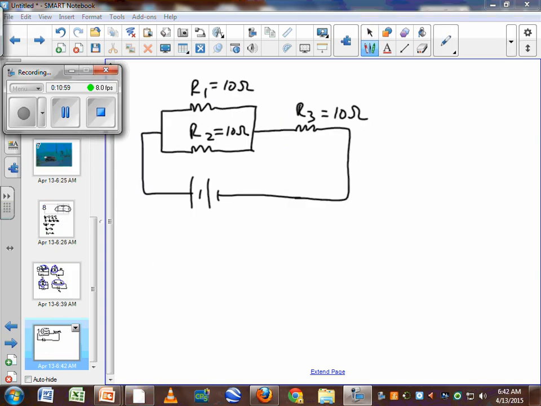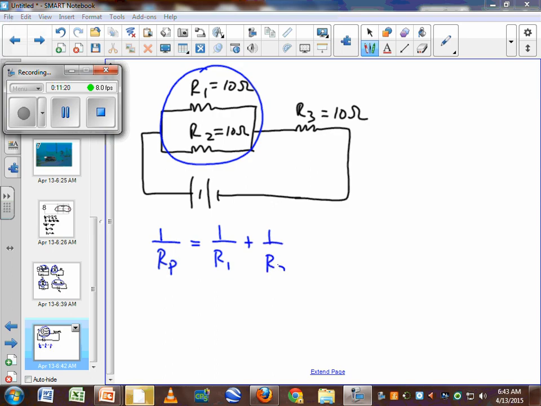So we'll just do one example here, and we have our R1, R2, and R3 are all 10 ohms. The first thing you do is go ahead and look at R1 and R2. They are parallel to each other. And so you would do 1 over Rp equals 1 over R1 plus 1 over R2.